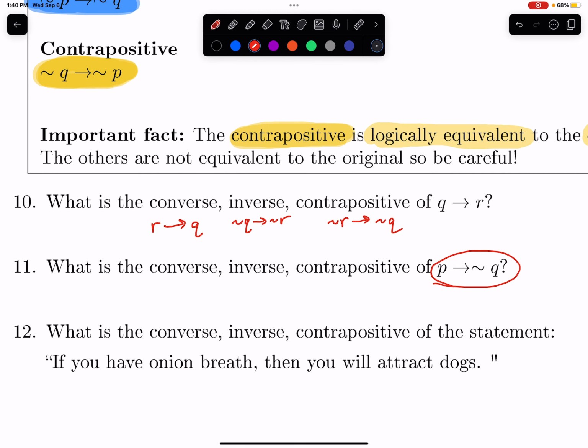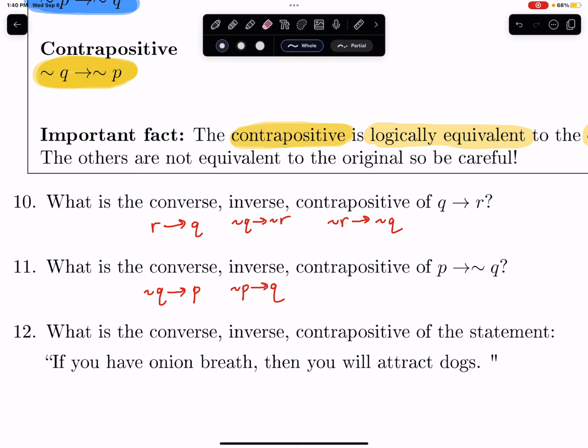Is your if P, then not Q. Converse, start with the right side. Right side happens to have a negation in it already. So when I do the converse, I'm going to write that negation, not Q, arrow to P. All I did was switch the order of what's on the left and right. The inverse, I'm going to take the P and negate it. Take the not Q and negate. What happens if I negate a not Q, though? I get back the original Q.